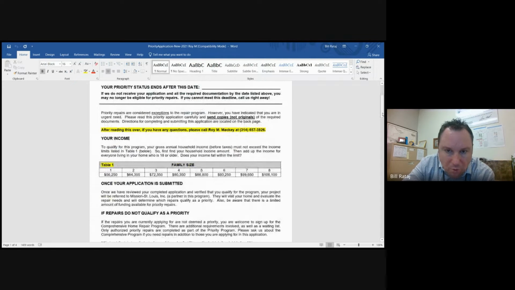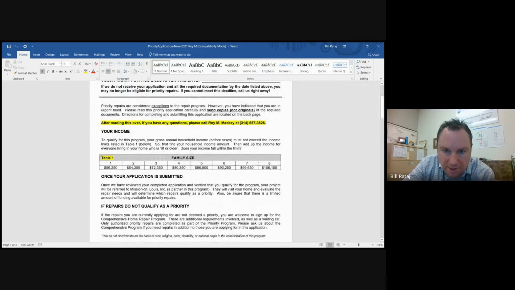So we do ask that you send us copies of the documents, which we'll talk about in a minute, and not the originals. We don't want your originals. We don't need to have original documents. We just need copies, and you will be responsible for making copies of those documents and sending them to us.